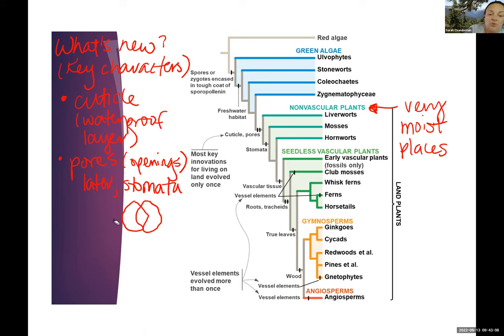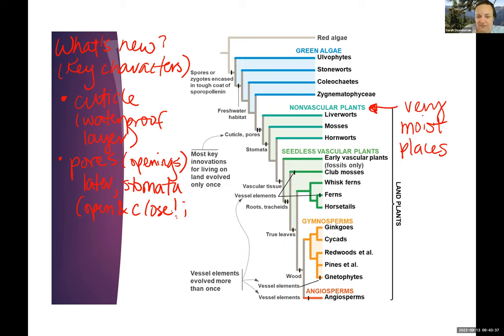So those are sort of the more advanced version of a pore, right? Pores are just holes that are open all the time, right? So stomata open and close, and that's a big advantage. That's important. Okay. Other than that, though, I don't think they really have any other features that are well suited to land.